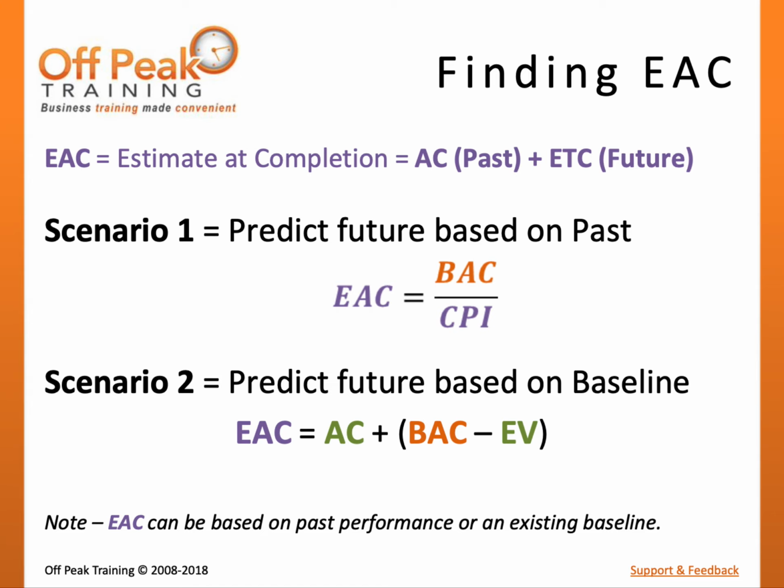We can find this easily if we know the planned cost of all of the work, our BAC, and the amount of work that has actually been completed, our earned value. Subtracting earned value from our budget at completion essentially gives us our unearned value, or the planned value of work remaining. By adding this figure with our actual costs, we can forecast the total project costs if future work is performed at plan.